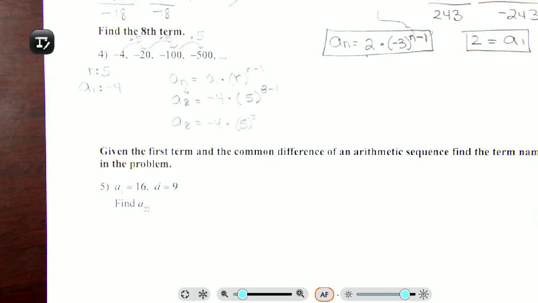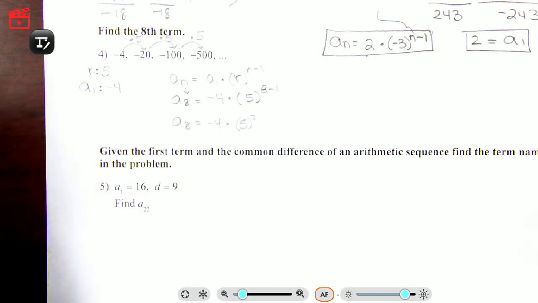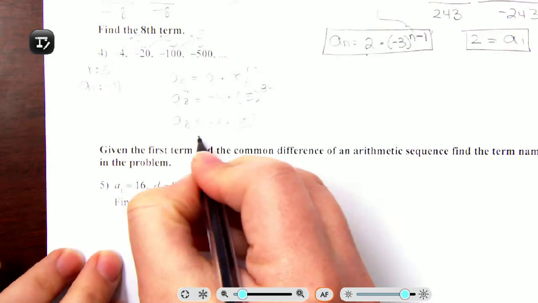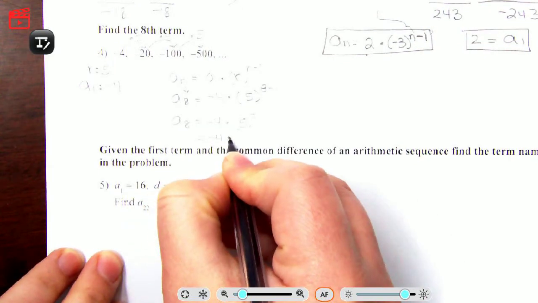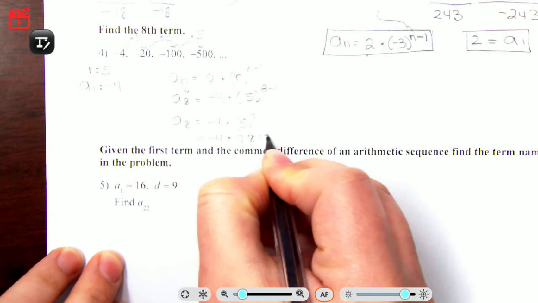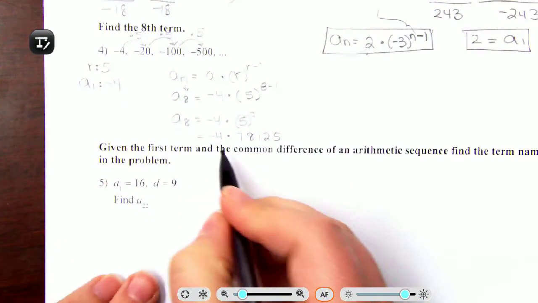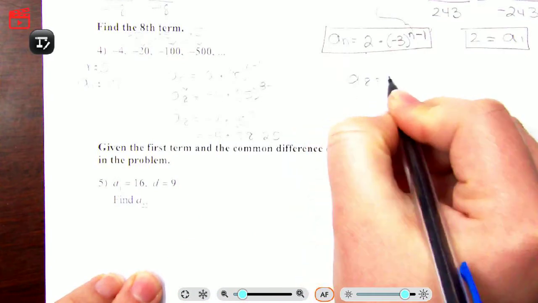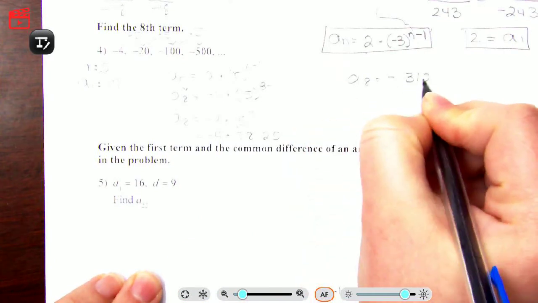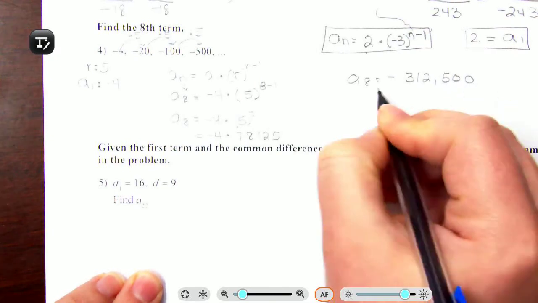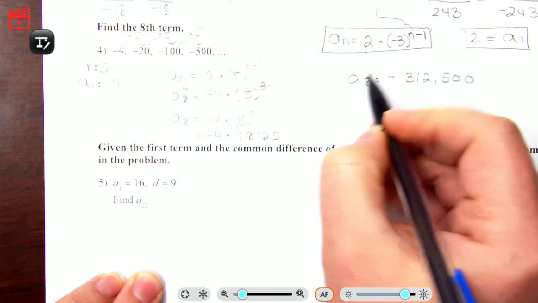And again, I probably should be able to know what 5 to the 7th power is, but I did not, so trusty calculator it is. 5 to the 7th power is a very big number, 78125. I'm taking that big number and multiplying it by negative 4. A sub 8 is equal to negative 312,500. And that is the answer to number 4.